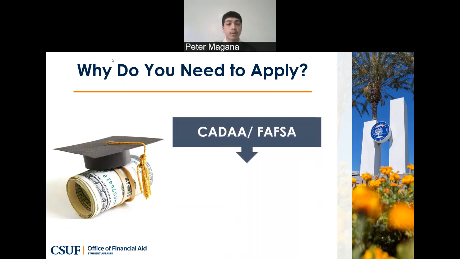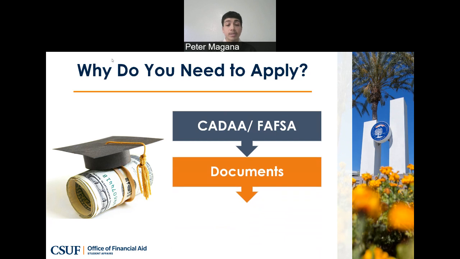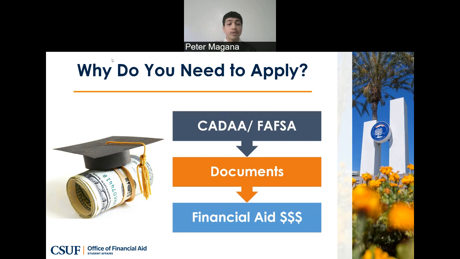So why do you need to apply? In order to receive any assistance with completing your undergraduate degrees or postgraduate degrees, you have to complete the CADAA application or FAFSA application, depending which one you're eligible for. Once you submit those applications, if you are selected for verification, then there are some documents you might have to submit to our office in order to ensure that we provide you with an accurate award estimate. And once we have reviewed those documents, then that's when we'll be able to offer you your financial aid award letter.